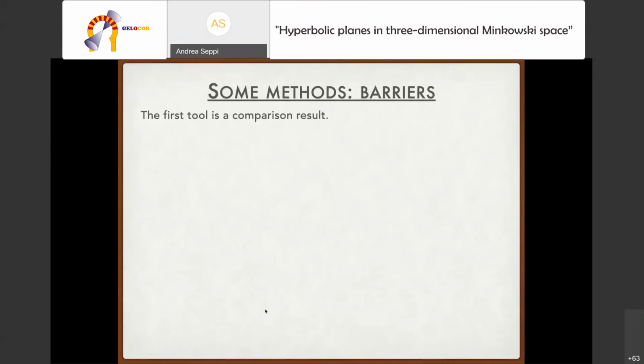I don't know for how long I stopped speaking before, so I have no idea. Anyway, thank you for this additional time. I'll just give you 2 slides which give an overview of some of the methods that are used here. So the first fundamental method is barriers. What do I mean?